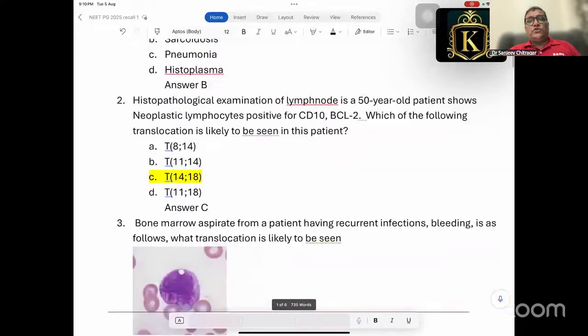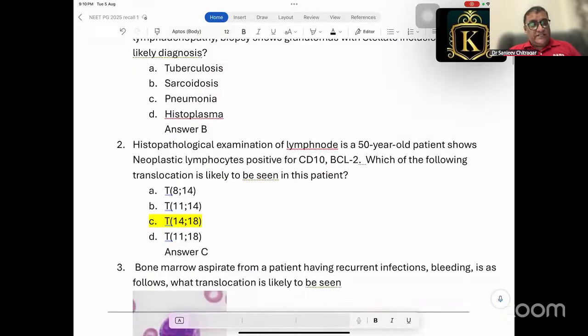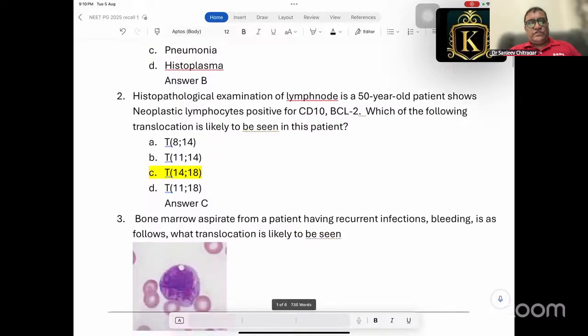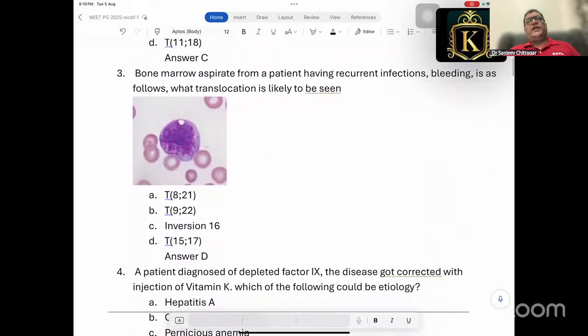I told you translocations are very, very important, which we had discussed in the class in advance. Next is another question. This we have repeated so many times in the class test, grand test, class notes, TNDs, everywhere.